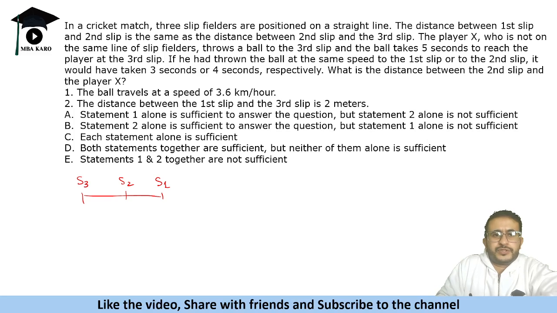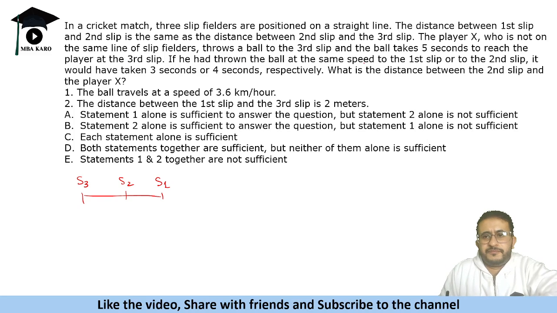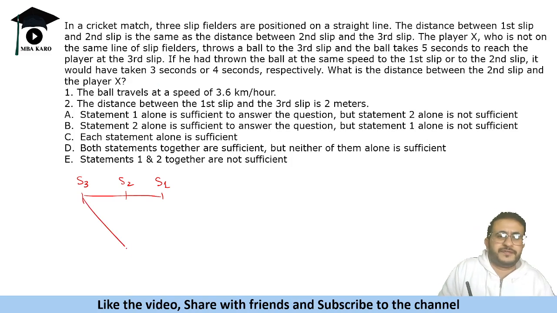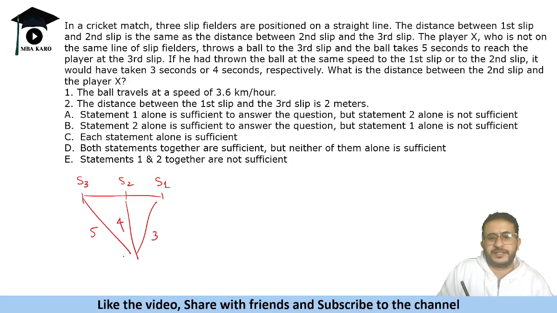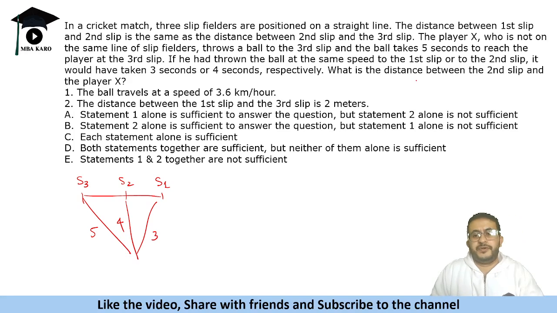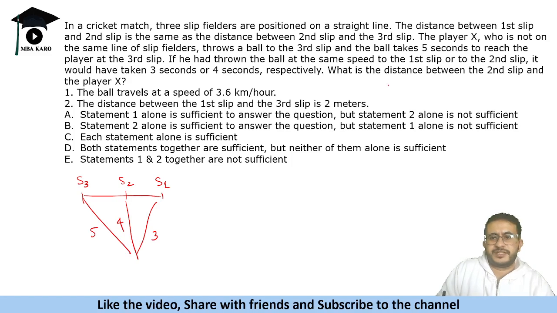The player X, who is not on the same line as the slip fielders, throws a ball to the third slip, and the ball takes 5 seconds to reach the player at third slip. If he had thrown the ball at the same speed to the first slip or to the second slip, it would have taken 3 seconds or 4 seconds respectively. So it took 5 seconds here, it must have taken 4 seconds here, and it must have taken 3 seconds here. That's what it says. Then we need to find the distance between the second slip and the player X.